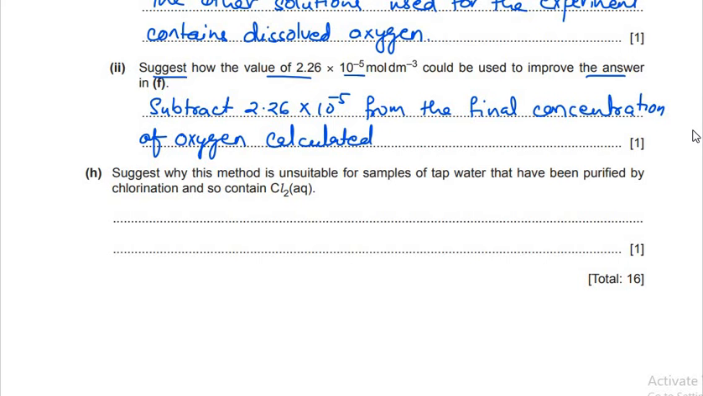And the last sub question is: suggest why this method is unsuitable for samples of tap water that have been purified by chlorination and so contain Cl2. Okay, if chlorine is present in the tap water, we can't use this method because chlorine also reacts with the manganese sulfate or the sodium thiosulfate solution, just like the oxygen. So readings are not going to be accurate only for oxygen, but we need only oxygen. So we can write that chlorine also reacts with some of the reagents, or we can specify that chlorine also reacts with manganese sulfate, that is MnSO4, and the reason is that chlorine is also an oxidizing agent, so it will react just like oxygen.